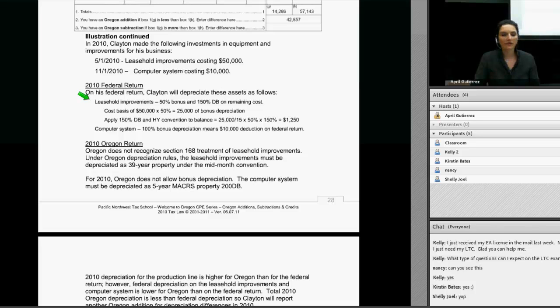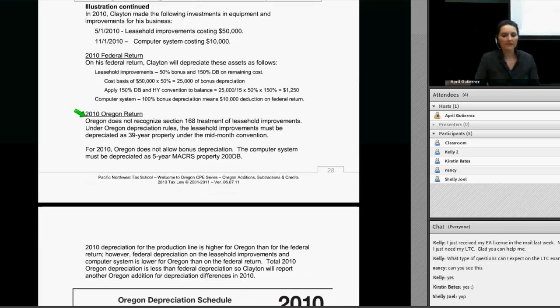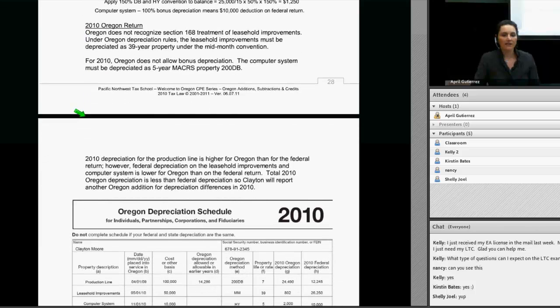Well, for 2010, on his federal return, Clayton will depreciate these assets as follows. Leasehold improvements, 50% bonus and 150% declining balance on the remaining cost. That gives us a cost basis of $50,000 multiplied by 50% for $25,000 of bonus depreciation. We're then going to apply 150% declining balance and a half-year convention to the remaining $25,000, and that gives us another $1,250 of depreciation. On the computer system, because it was placed in service late in the year, it actually qualifies for 100% bonus depreciation on the federal return, and that is the amount of deduction that's claimed.